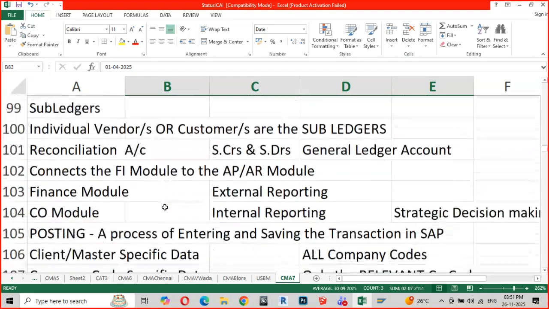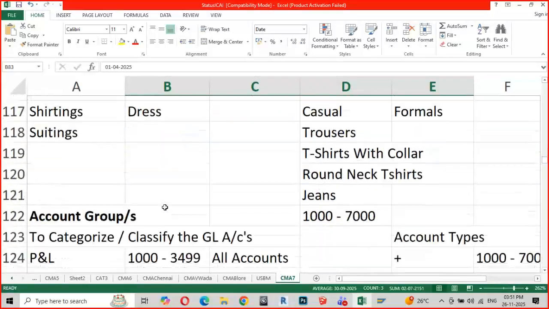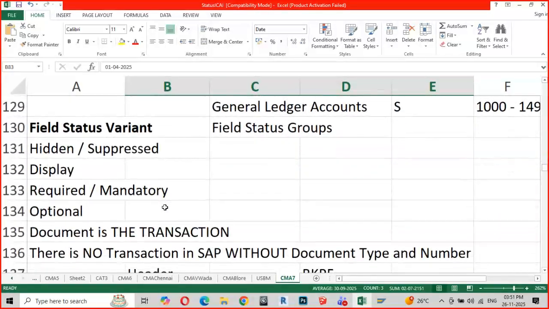Now, another important concept is your field status variant. What is this field status variant? Your field status variants help you to control the transactional screens.